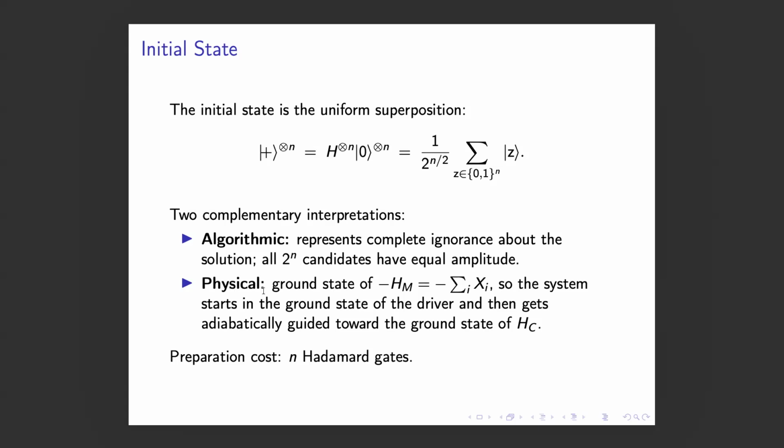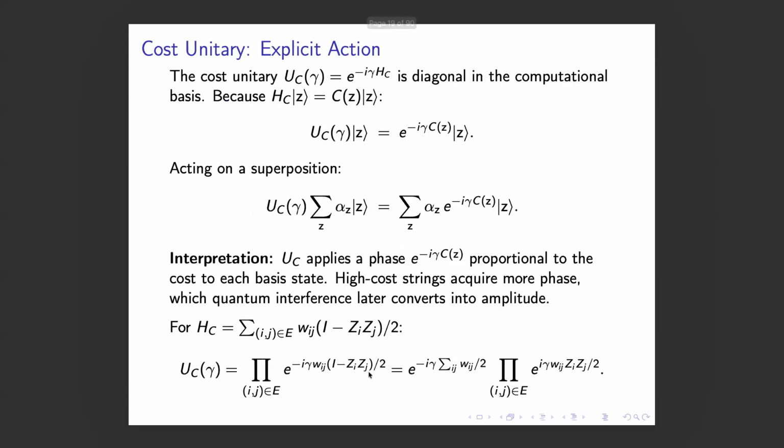If you look at the physical interpretation, the ground state of this mixer is actually given by this one. So this state here can be seen as a ground state of that operator. So the system starts in the ground state of the driver and then gets adiabatically guided towards the ground state of HC. So the preparation cost is actually the number of Hadamard gates. And then you have the explicit action.